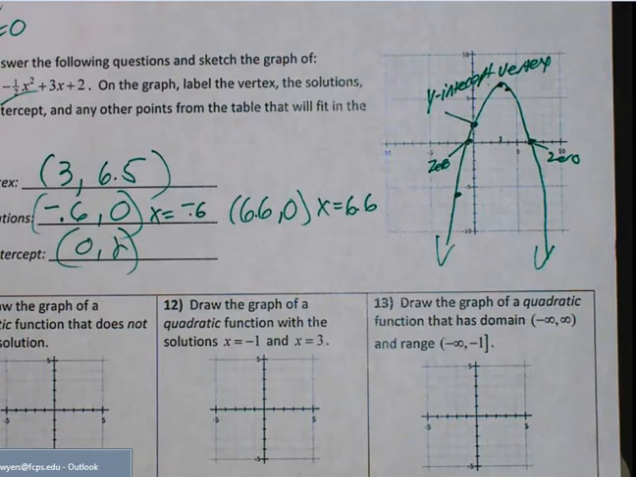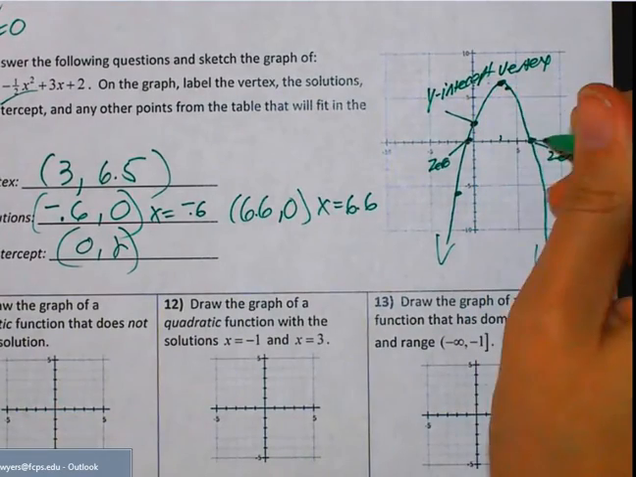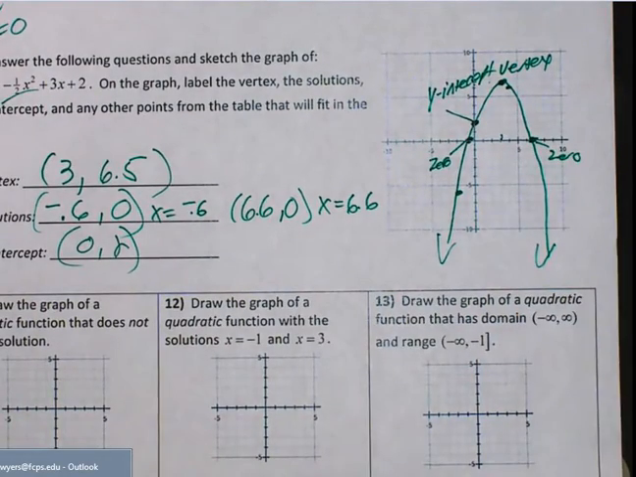Okay, here's the sketch of my graph. I went ahead and labeled the points. So we had our vertex, y-intercept, and then remember we had 2 zeros there. Okay, so all that you can do in the calculator.